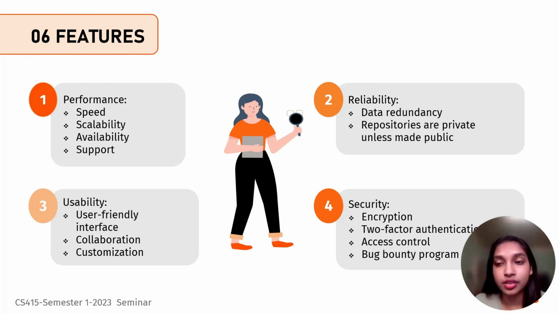It also provides support for any performance issues through questions and answers on the GitHub website. It is reliable because it introduces data redundancy. This is because the repository is cloned across multiple servers to ensure that data is never lost. The repositories are private unless made public. This can be done by the person making the repository.